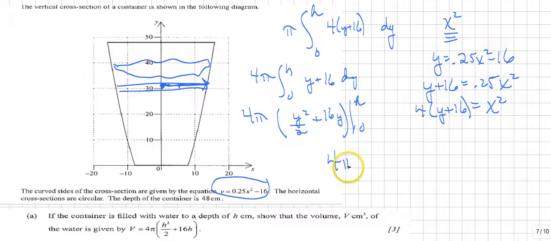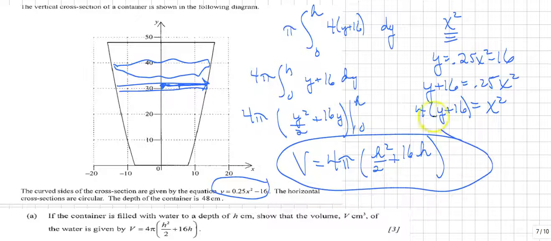So 4 pi, put h in for y. We have h squared over 2, and then 16 times y would be 16h. And presto, there's what we wanted. So that is the volume of revolution, which indicates the volume of the container for part A. Kind of a hard 3 marks.